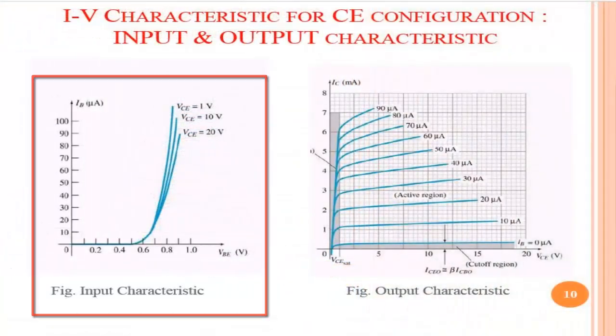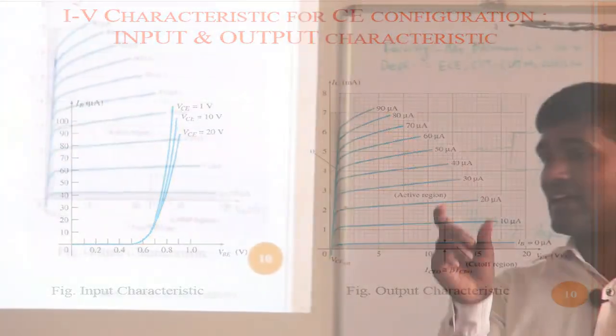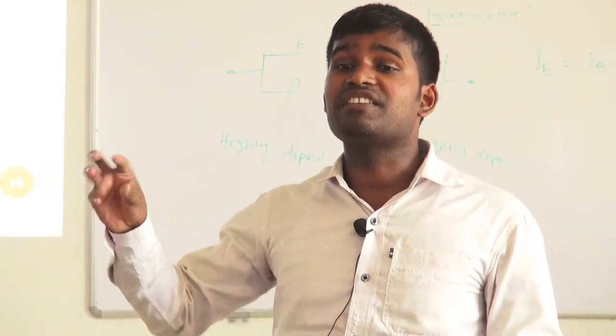This is the input characteristic, this is the output characteristic. For input characteristics, you have to connect an ammeter at the IB region and a voltmeter at the VB region, and fixed VCE.